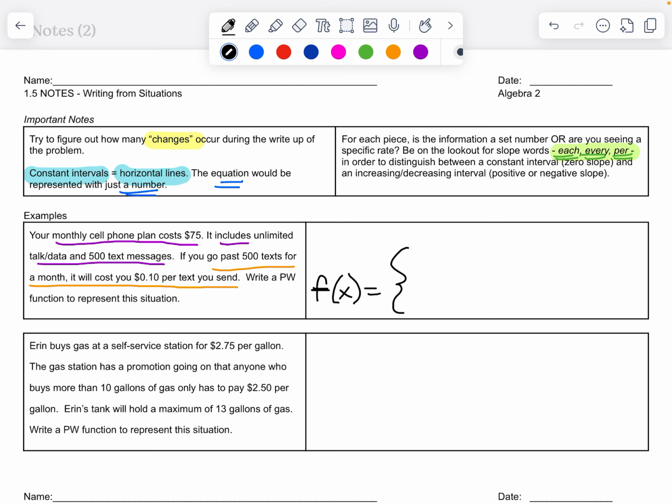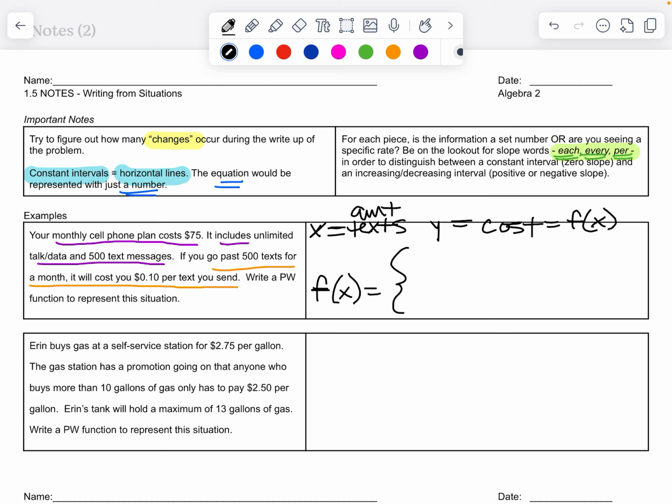The second thing I want to pinpoint is the fact that the variable of change is going to be how many texts we can have. So I'm going to call that my x value. The amount of texts is my x value. The cost, how much it's going to cost me per month, is going to be my y value. That is also, as we know, the f of x.